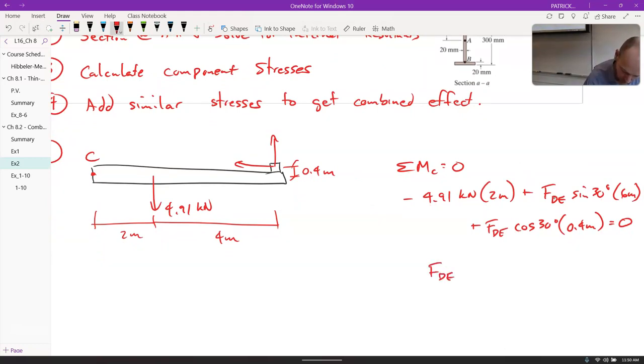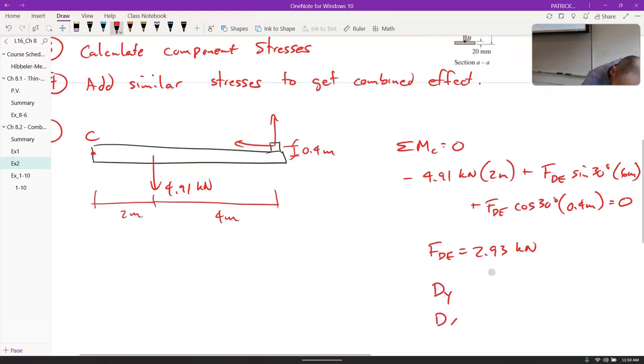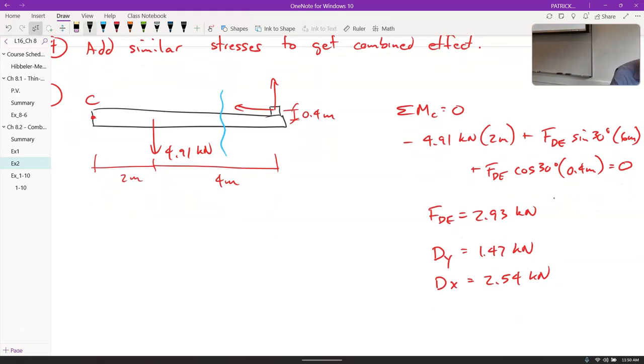Therefore, member force DE is equal to 2.93 kilonewtons. So if you make it into the DY and DX components, just the sine and cosine there, that is 1.47 kilonewtons and 2.54 kilonewtons. So that when you draw that section, you can just break those component parts.